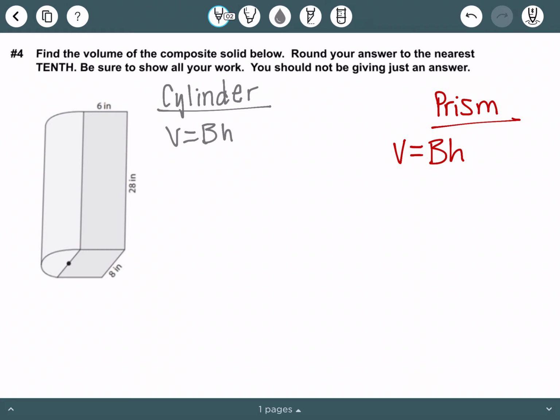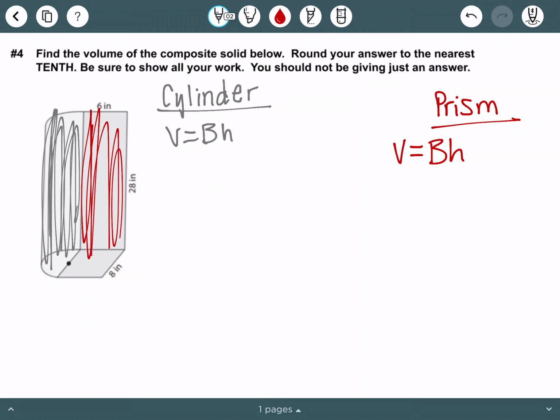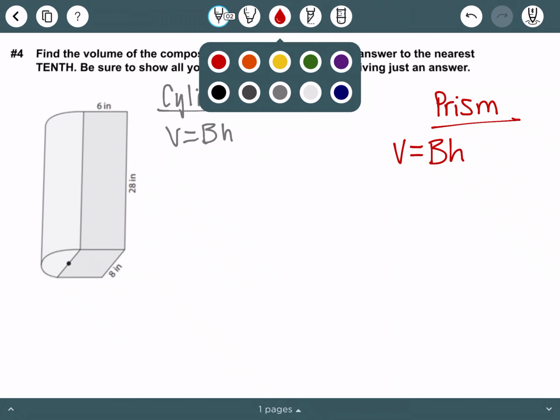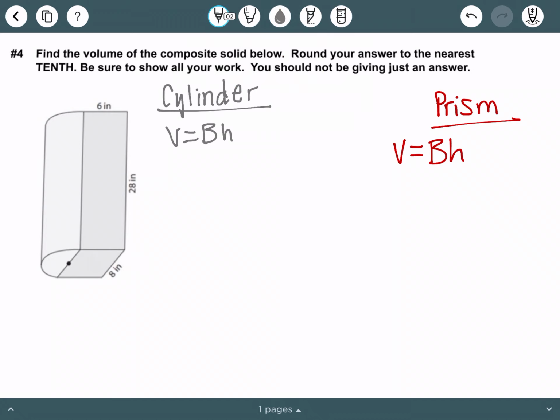Alright, so you can see here that our composite solid is made up of half of a cylinder and a rectangular prism. So I have the formula for those written already, and you can see both are the same. It's area of the base times the height. So let's go ahead and take a look at the cylinder first.